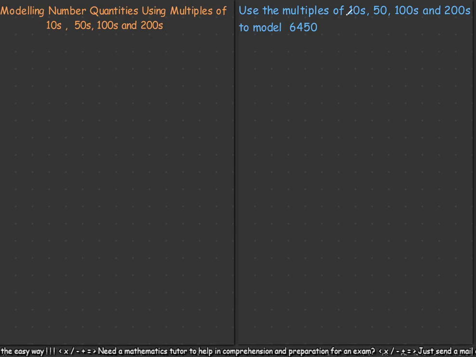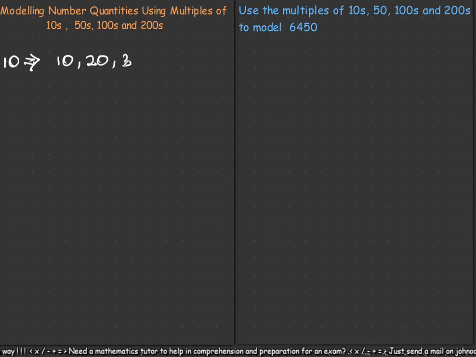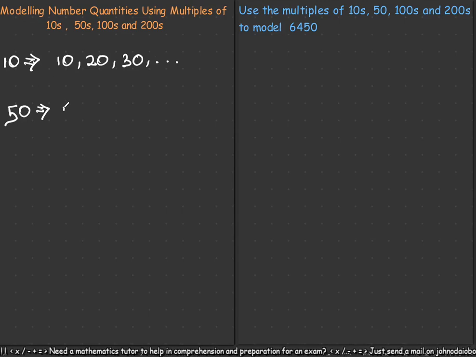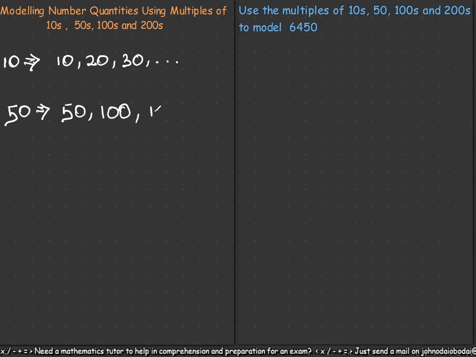Now, before we look at this example here, we need to know what the multiples of these numbers are. So if you take 10, for instance, then the multiples of 10, we have 10, 20, 30, and then it goes on and on. On the other hand, if we take 50, for multiples of 50, we have 50 times 1, which gives us 50.